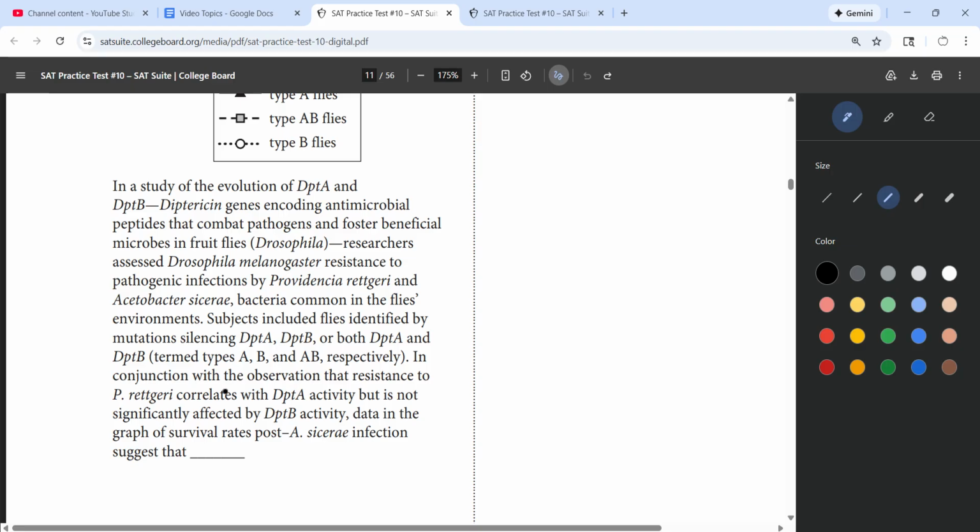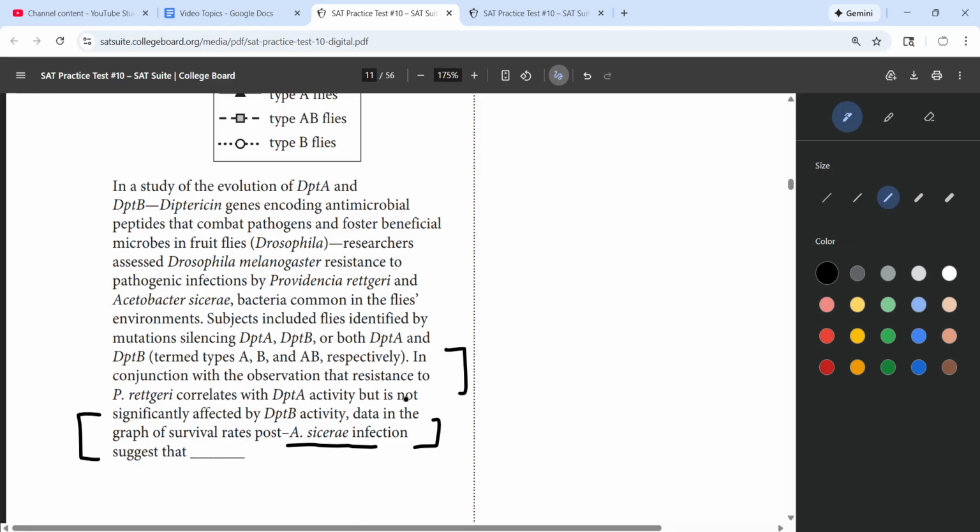In conjunction with the observation that resistance to PR correlates with gene A activity. Okay, so fighting PR is something gene A does, but is not significantly affected by gene B activity. Okay, gene B has nothing to do with fighting PR. Data in the graph of survival rates post AS infection suggests that blank. Well, now we know what we're looking at in the graph, because what we're looking at in the graph is data of survival rates post AS infection. So not a multi-bacteria infection, not PR, just AS, right?